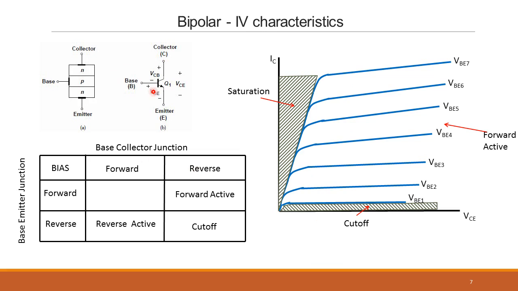Lastly, when both these junctions are forward biased, this is forward biased and this is forward biased, it happens to be in the saturation region. This is something we really don't want to operate in, because both the base collector and the base emitter are forward biased, and you really don't get too much of a transistor action, and there's a whole lot of charge sitting out here.